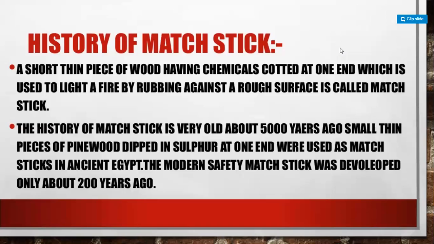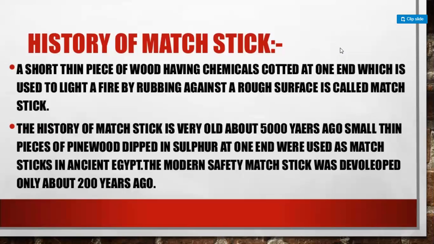When the head of the matchstick was rubbed against the rough surface, the white phosphorus got ignited due to the heat of friction. This started the combustion of the matchstick. But white phosphorus is poisonous. So the use of white phosphorus in making matchsticks proved to be dangerous for the workers engaged in making matchsticks as well as for the users.